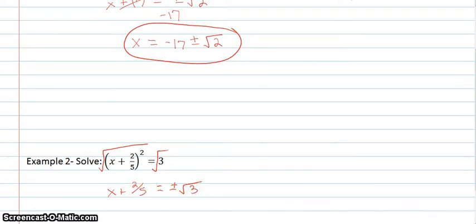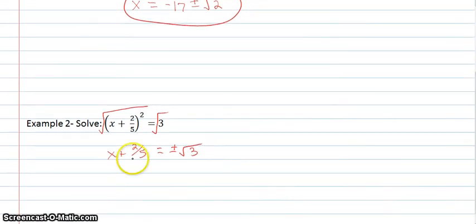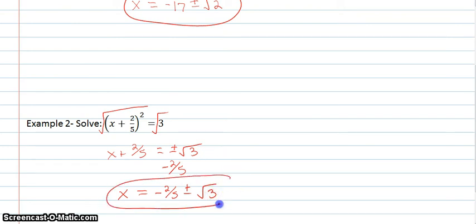And then I would subtract 2/5 to move it to the other side so that x is by itself. So x equals a negative 2/5 plus or minus the square root of 3, and that's how we're going to leave our answer.